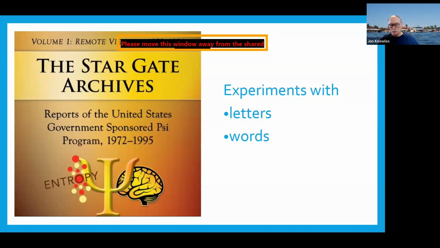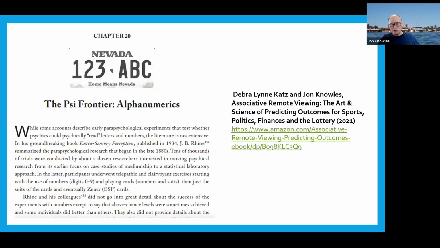So they did experiments at SRI, Stanford Research Institute, with letters and with words. These have not been talked about much, but they're actually a little surprising. In addition to what I'm going to show, in our book, Debra Katz and I covered alphanumerics and have more examples from the Stargate archives.